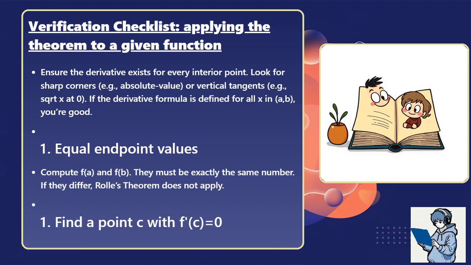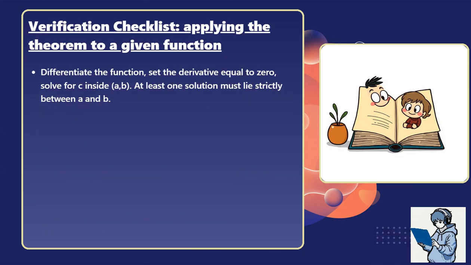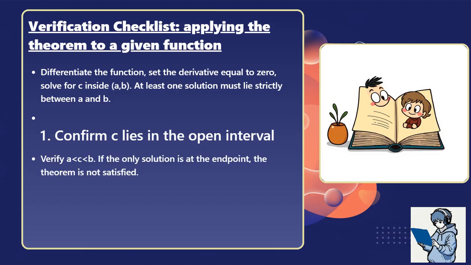Step 4. Find a point c with f prime of c equals 0. Differentiate the function, set the derivative equal to 0, solve for c. There needs to be at least one solution inside a to b. It must lie strictly between a and b. Step 5. Confirm c lies in the open interval. Verify a less than c less than b. If the only solution is at the endpoint, the theorem is not satisfied.